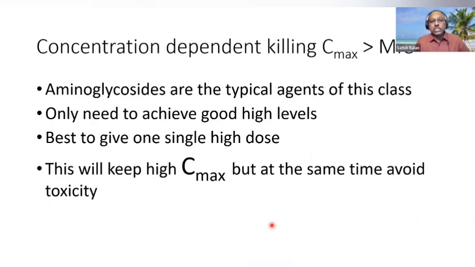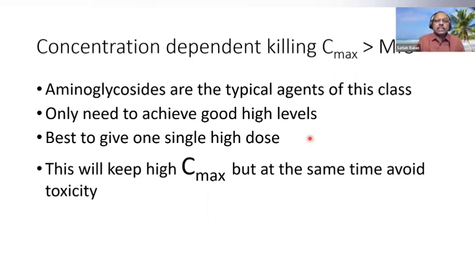And lastly, about concentration-dependent killing, this is a much easier concept to understand: Cmax should be above MIC. That is, the maximum concentration should be above MIC. That should be a very easy thing to do. Aminoglycosides are the typical agents of this class. So what you need to do is give a dose and achieve a high level, that's finished. You don't have to bother about AUC, you don't have to bother about time, everything.